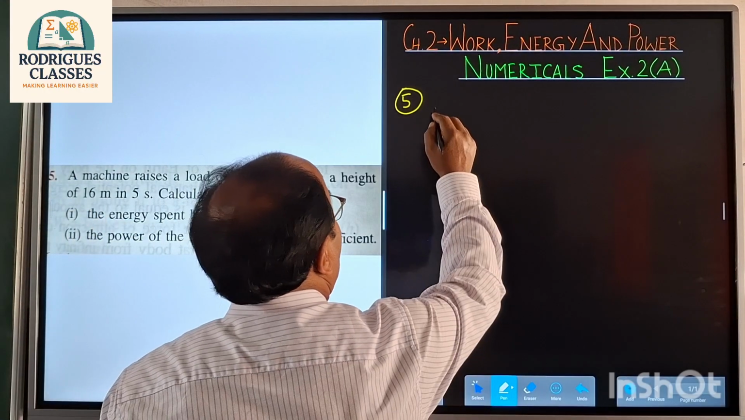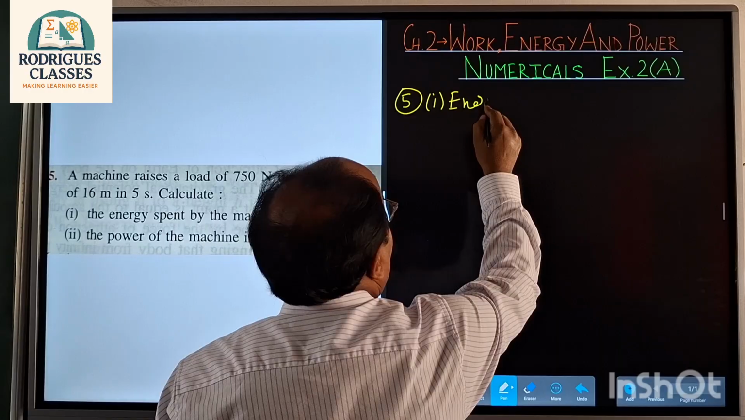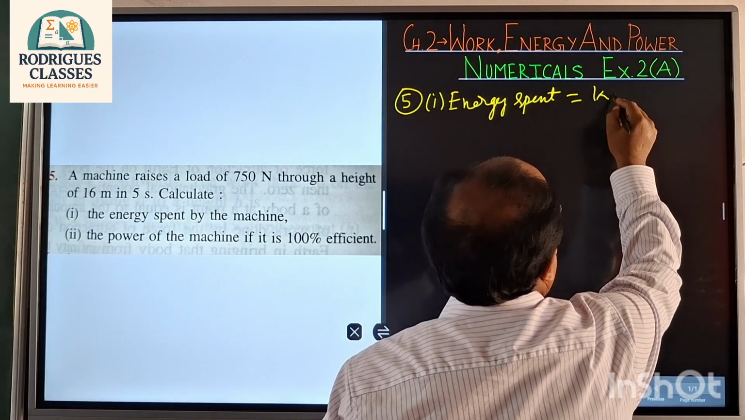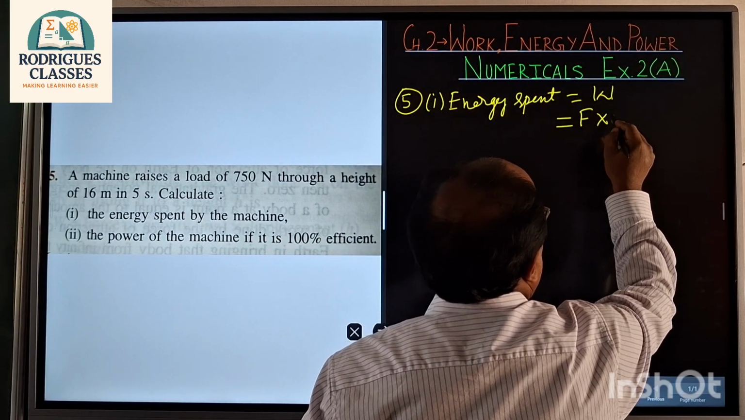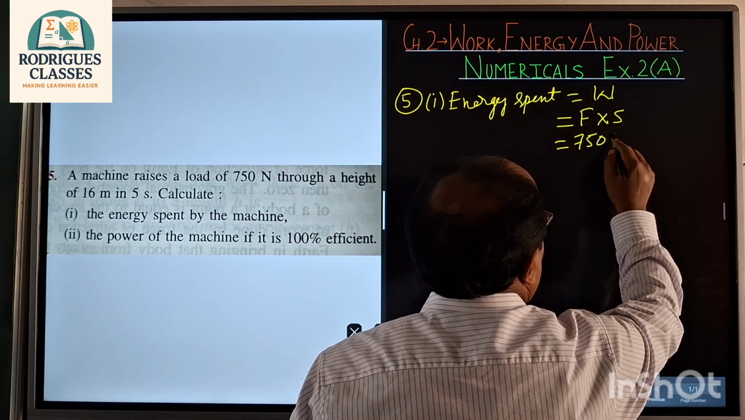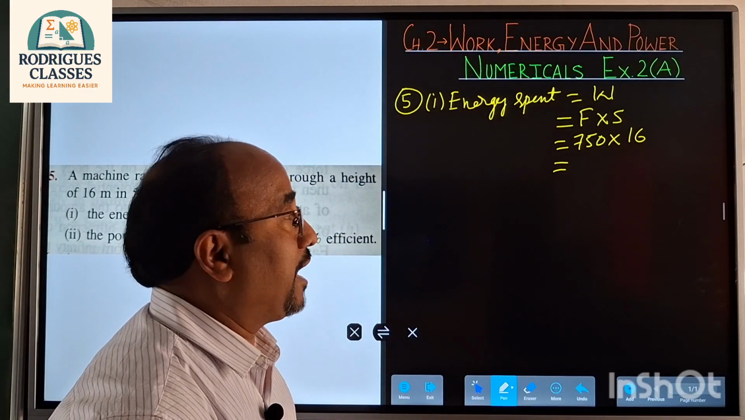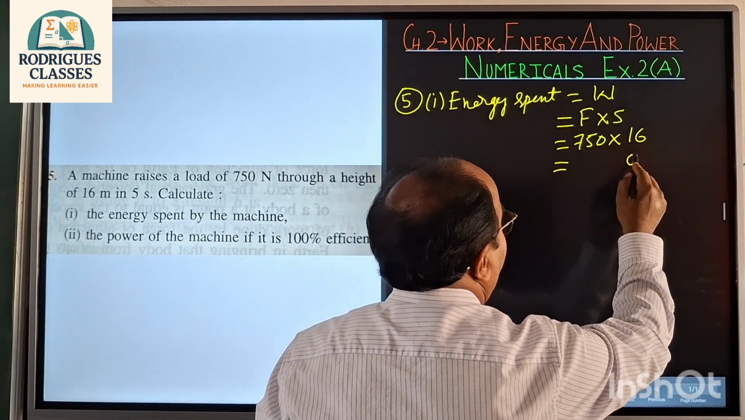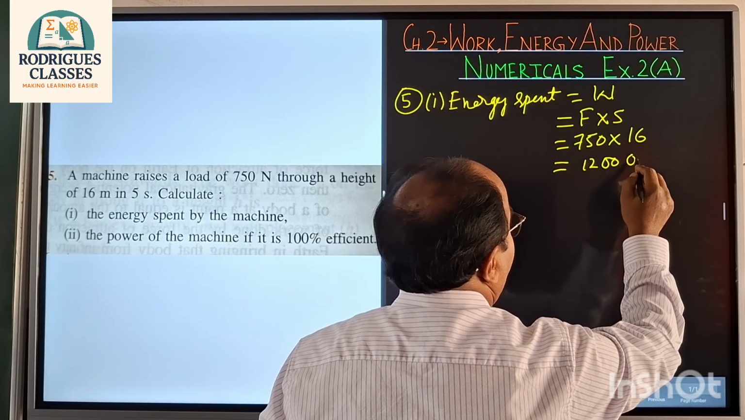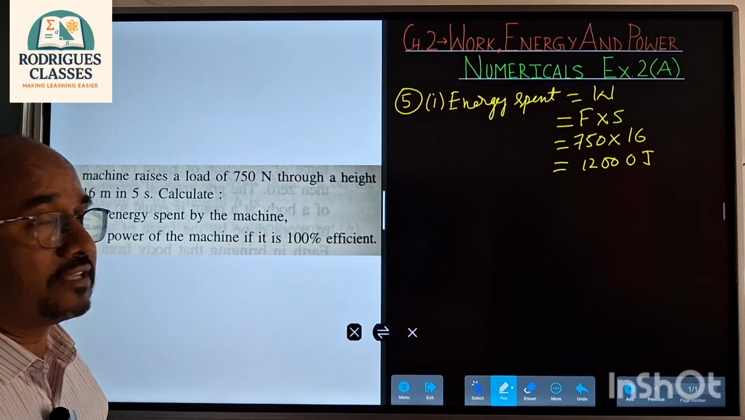So the force is given, so I can directly write here: energy spent is equal to work done, and for work done I can write force into displacement. So the force is 750 and the displacement is 16 meters, so we can multiply it out. On multiplying, you will get 12,000 joule. This you get as the energy spent.